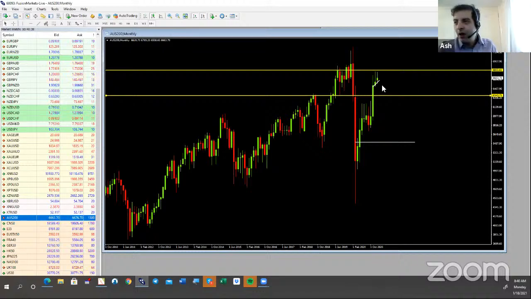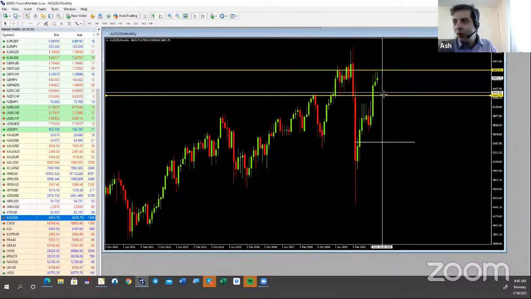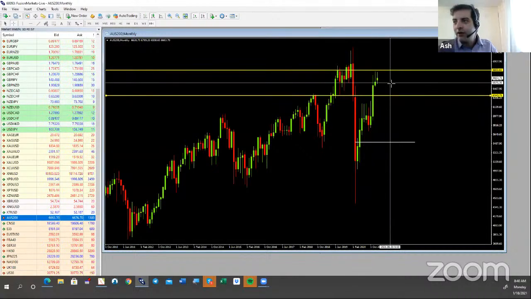We can do some more work on that by checking out the seasonalities as well. What does it suggest about the Aussie 200 when it comes to the seasonal movement? That would dictate whether we are looking in this area or in this area for a trade.